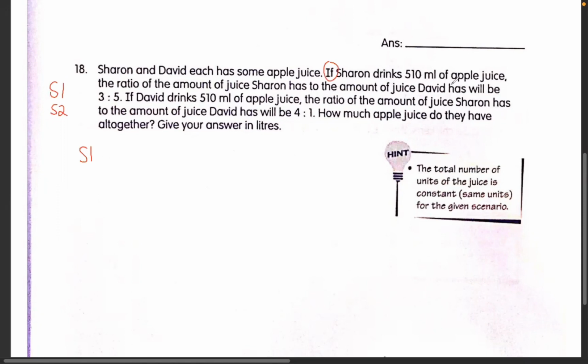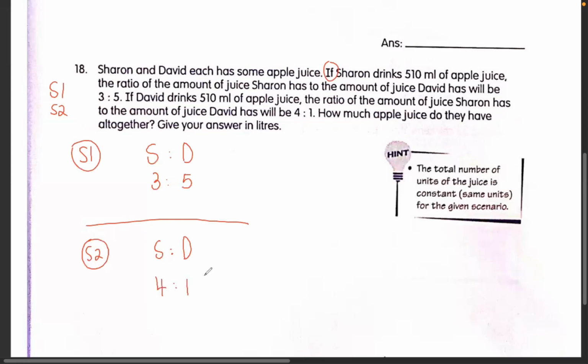Sharon drinks 510 ml of apple juice, and after drinking, we realize that in S1, Sharon is to David, the ratio is 3:5. Am I making sense here? Yes. Now in S2, what happens is that if David drinks 510, so after David drank 510, we realize that the ratio becomes 4:1.